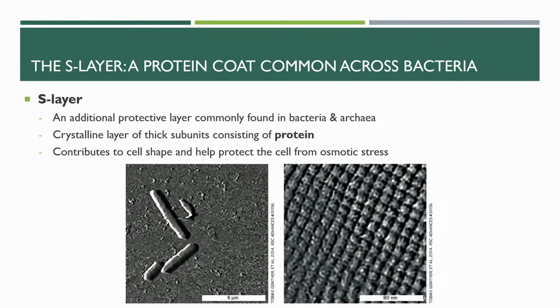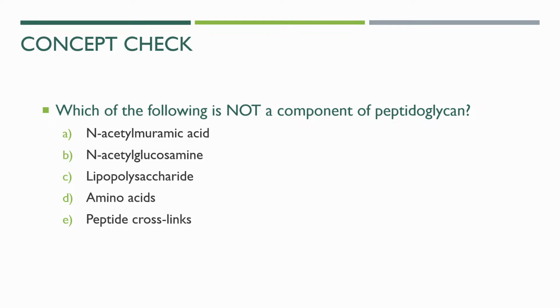Questions? Okay, quick concept check. Which of the following is not a component of peptidoglycan? Yeah. C, lipopolysaccharide. The LPS is on the outer leaflet of the outer membrane of gram-negative cells, and it's not part of the cell wall. So NAG and NAM are the two glycans, and then you have amino acids and peptide crosslinks in the peptidoglycan cell wall.